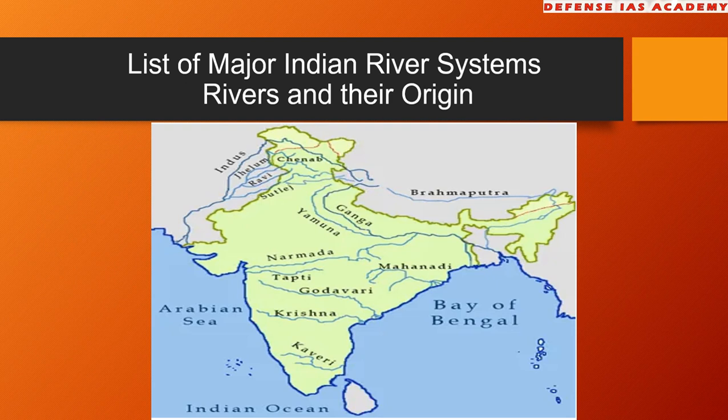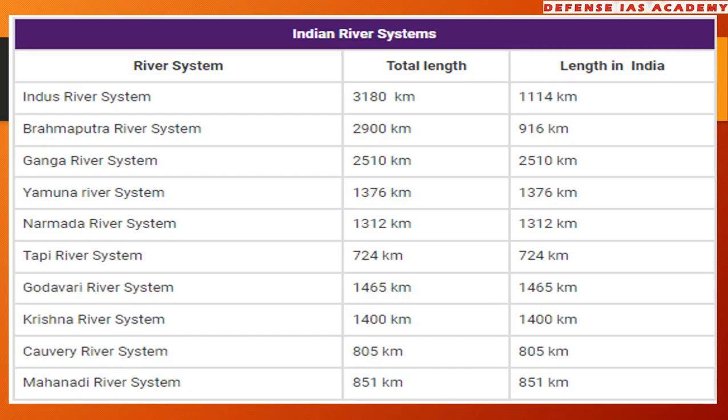So you can see in the picture we have the major rivers of India shown, which are the Indus, the Brahmaputra, the Ganga. Then you have Mahanadi, Godavari, Krishna, Cauvery, and the west flowing rivers Narmada and Tapti. So here you can see the drainage systems towards the Bay of Bengal as well as towards the Arabian Sea. Okay, so let's see the Indian river systems.